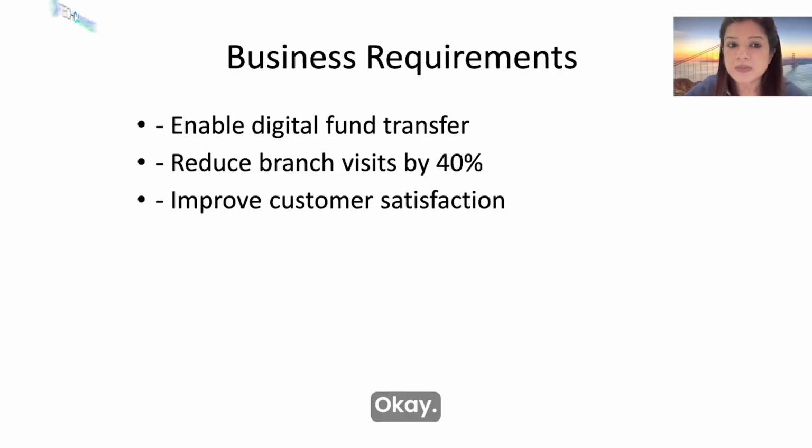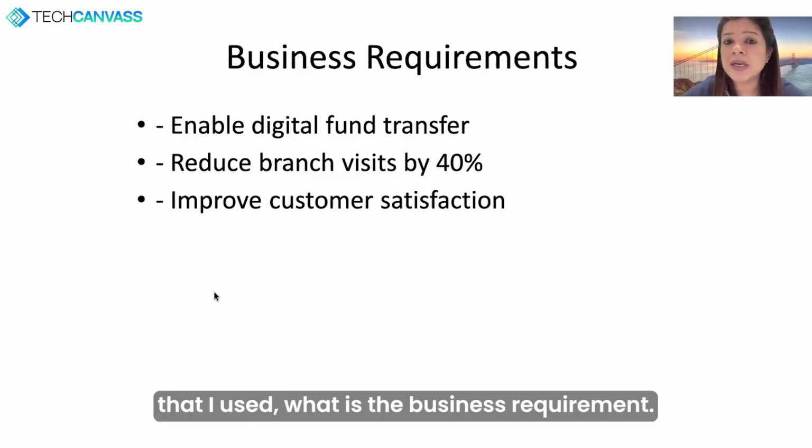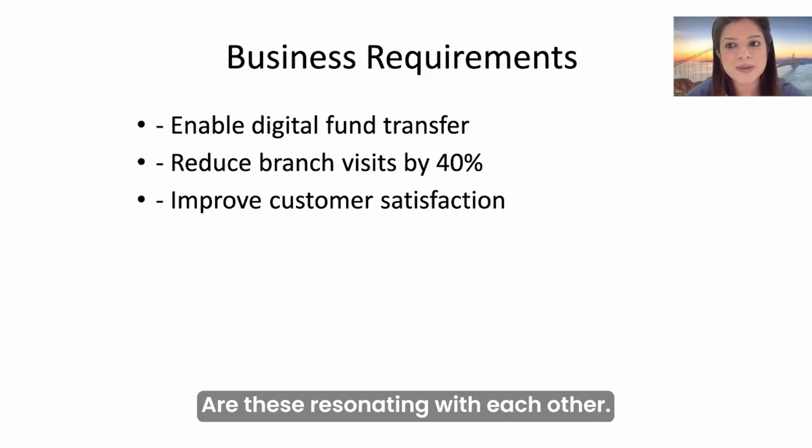Okay. So in the first example that I used, what is the business requirement? Enable digital transfer, reduce branch visits by 40%, improve customer satisfaction. So is that making sense now? Are these resonating with each other?